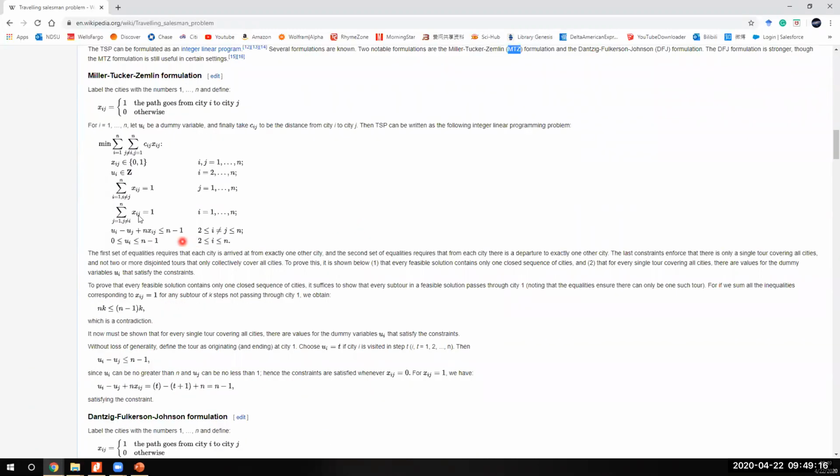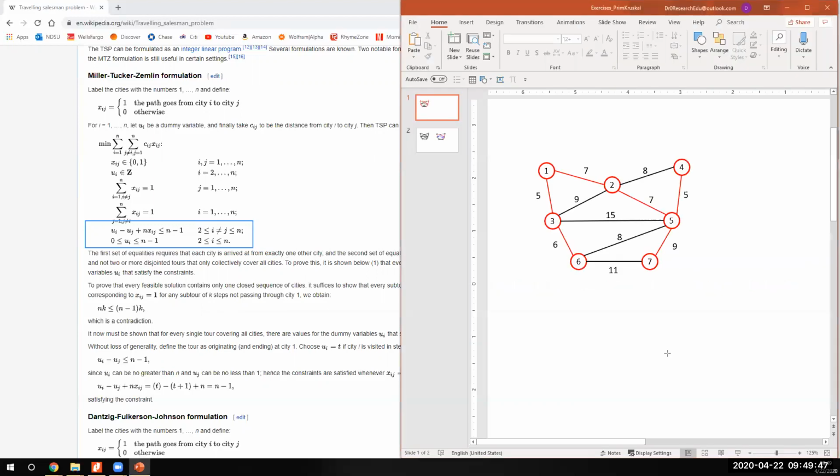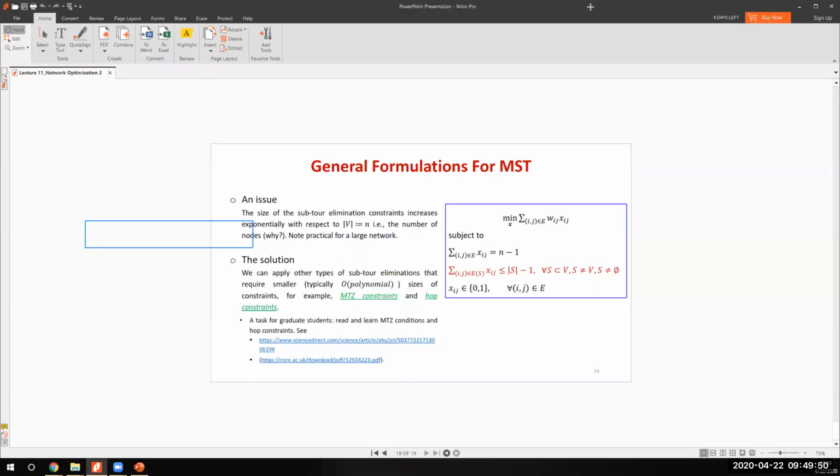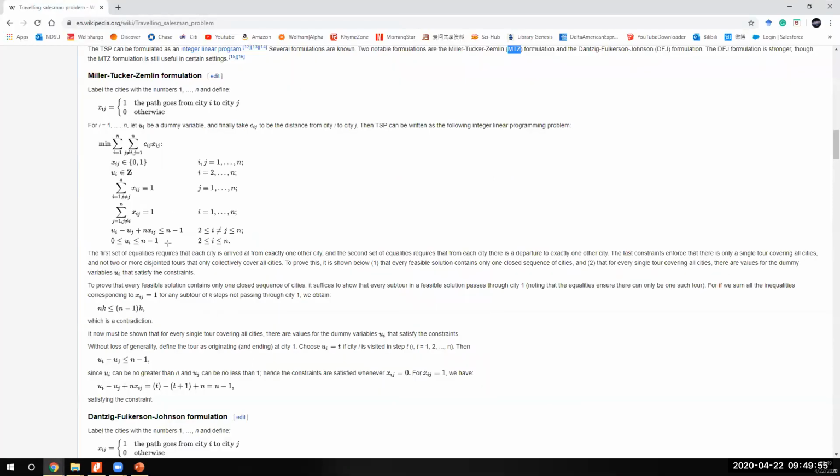The reason I want to mention it is because first, the MTZ constraint is relatively simpler to understand. It just includes one constraint here. Of course, if you want to include the upper and lower bound, then it's going to be 2 constraints. And totally, how many constraints do I have? I have n choose 2, which is polynomial, O(n squared) constraints. And these constraints are very efficient, relatively simple, compared with the constraints that we mentioned here, which is exponential. See it? And here, this is polynomial.